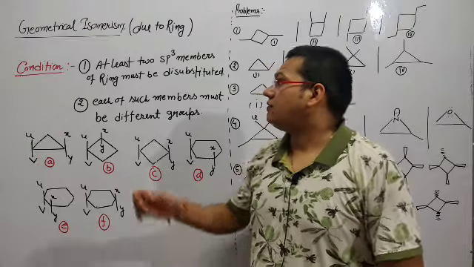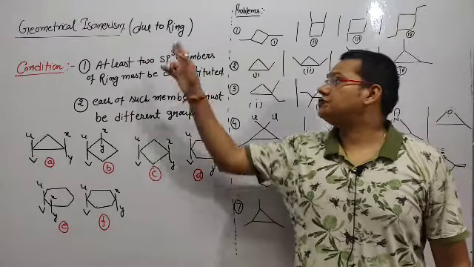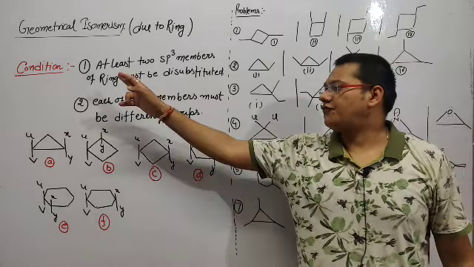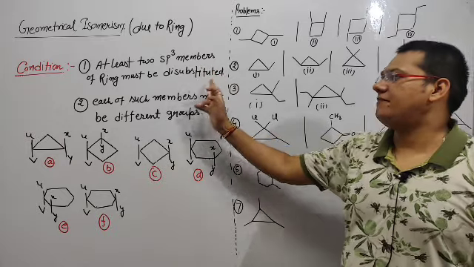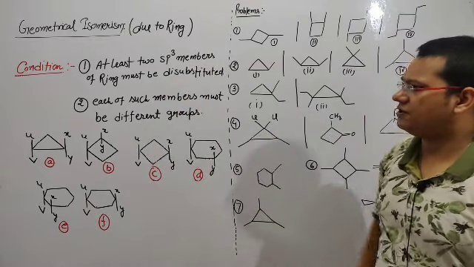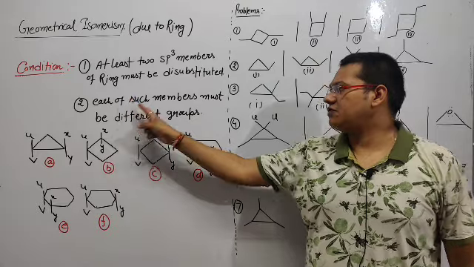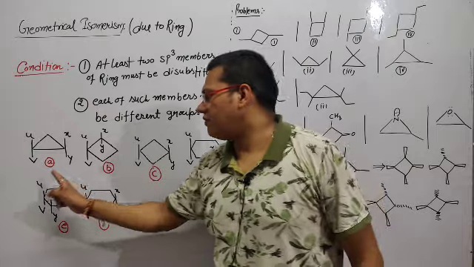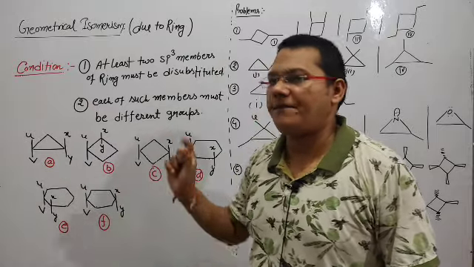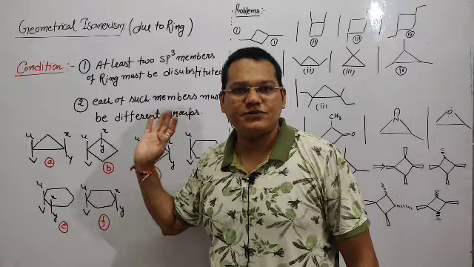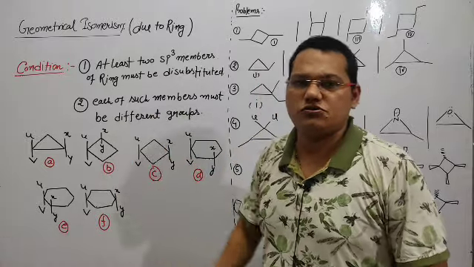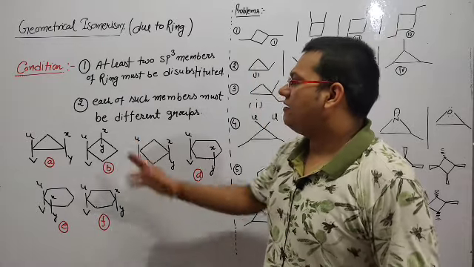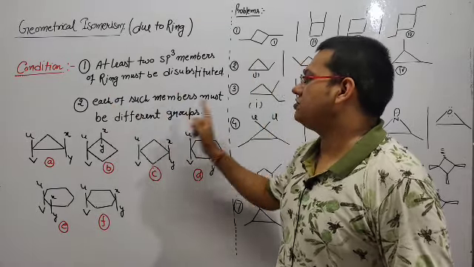So student, now geometrical isomerism due to the ring. There are many conditions here. First, focus: at least two sp3 members of the ring must be disubstituted, and second condition, each such member must have different groups. That means first of all, minimum 2 sp3 hybridized carbon atoms must be present. More than this is no problem, but minimum 2 must be sp3, and each such member must have different groups.